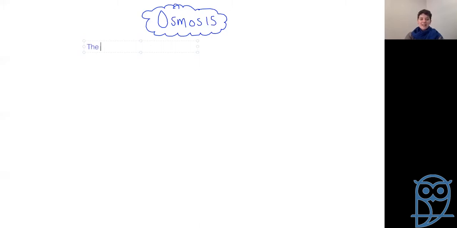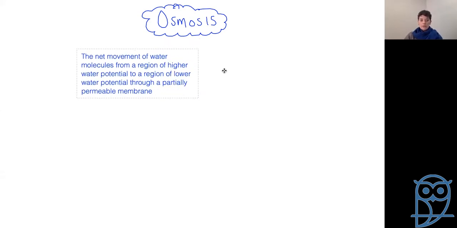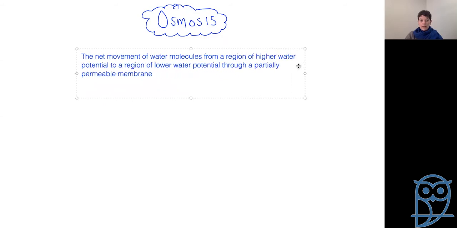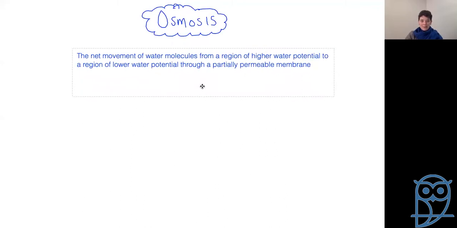So osmosis is the net movement of water molecules from a region of higher water potential to a region of lower water potential through a partially permeable membrane. This is why we can do experiments with osmosis without using cells. We can use just membranes to look at osmosis, because a membrane is a membrane, partially permeable, of course. It's just that our cell membrane is an example of a partially permeable membrane.